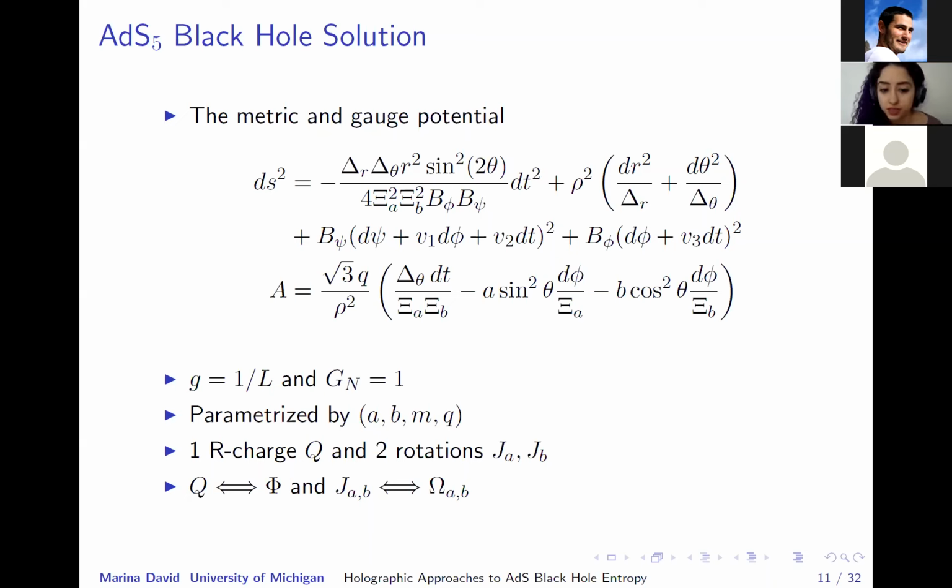For simplicity, we set Newton's constant to 1. And this parameter g here is 1 over the length scale of AdS space. I don't think it's written here, but you'll see it in the later slides. We also have chemical potentials, φ and ω, corresponding to the charges in our solution.